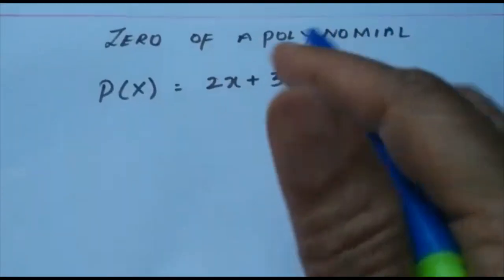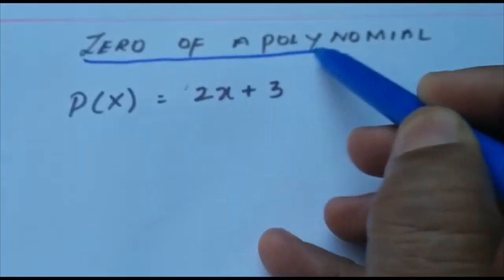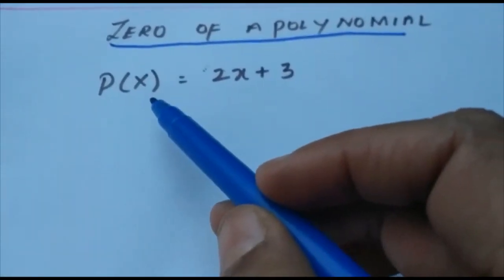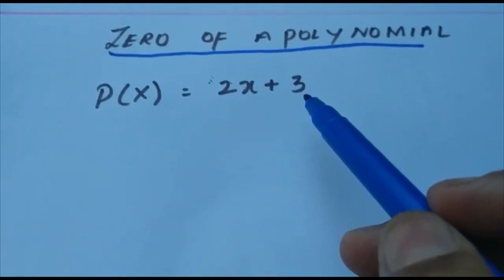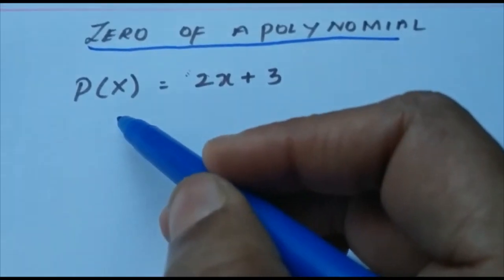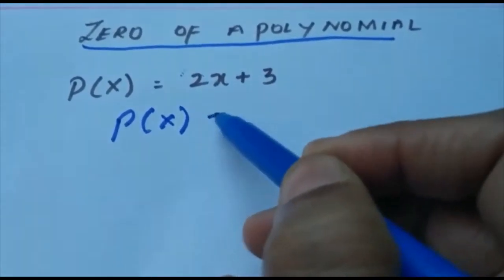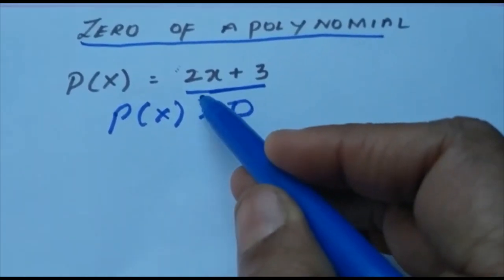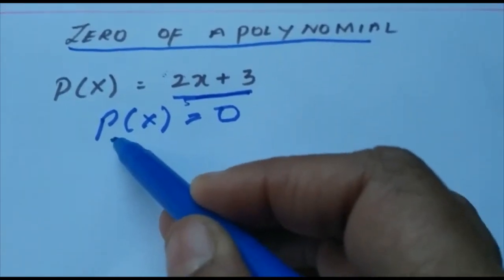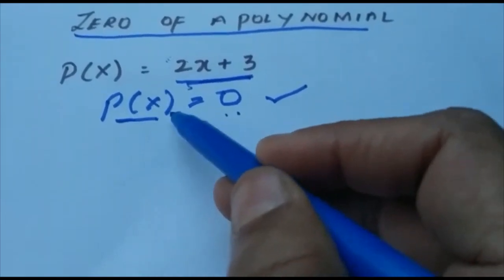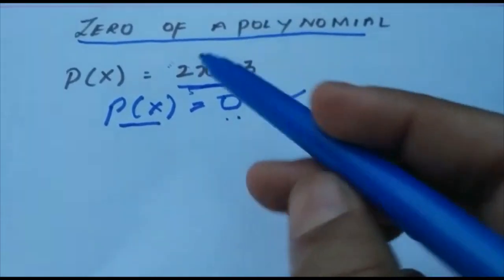Next, we will move to zeros of a polynomial. This is a most important topic for your 10th standard. What do you mean by zeros of a polynomial? Suppose p of x is equal to 2x plus 3 is a given polynomial. Zeros of a polynomial is nothing but p of x equal to 0. That is, the given polynomial should be equal to 0. So what is the given polynomial here? 2x plus 3. So p of x is equal to 0. This step is very, very important. You have to write this step. P of x is equal to 0. That means it is the zero of a polynomial.